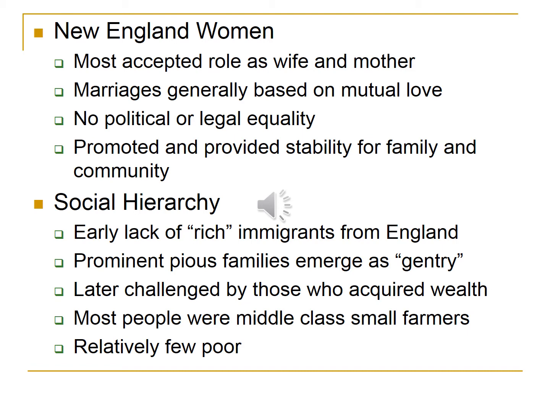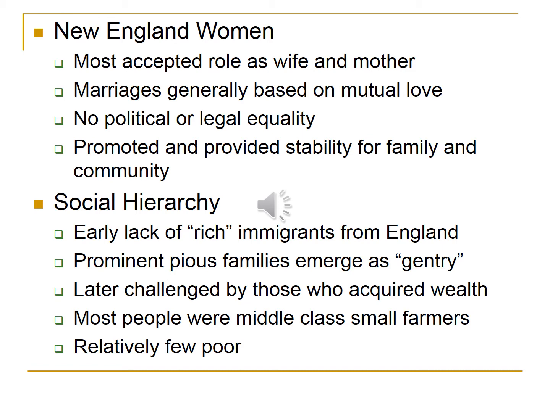There was also a social hierarchy in New England, meaning there was social status, though not as wide a range of social status as there was in England and even today. Early on, there were very few rich immigrants from England. Most of them, as I mentioned before, were middle class. They were professionals. They weren't poor, but they weren't wealthy. And their Puritan sensibilities prevented them, even if they had wealth, from flaunting that wealth.